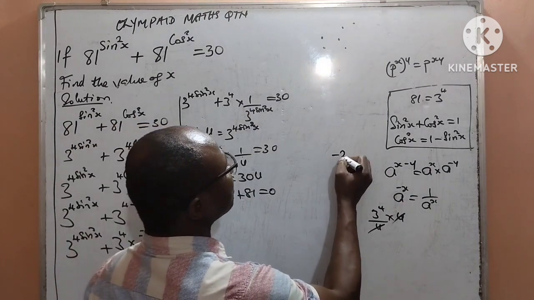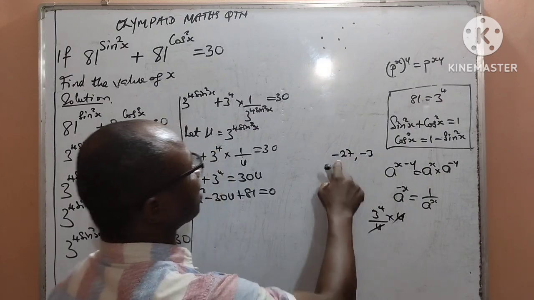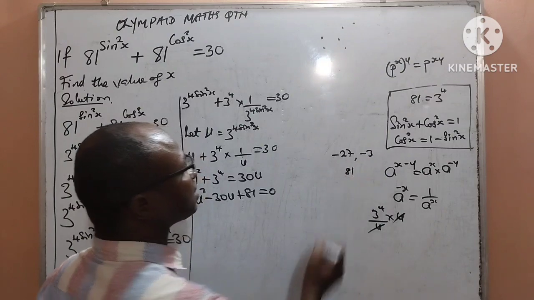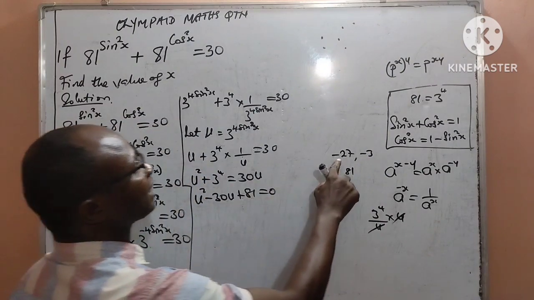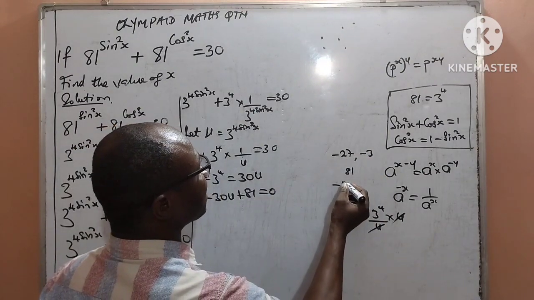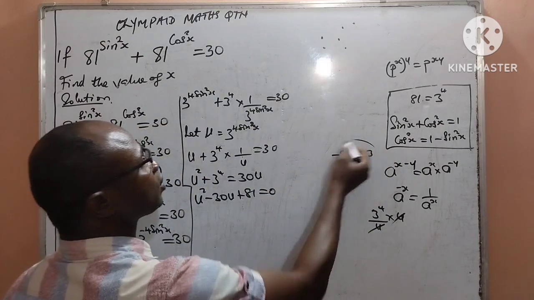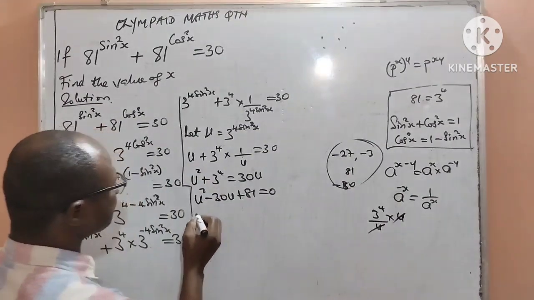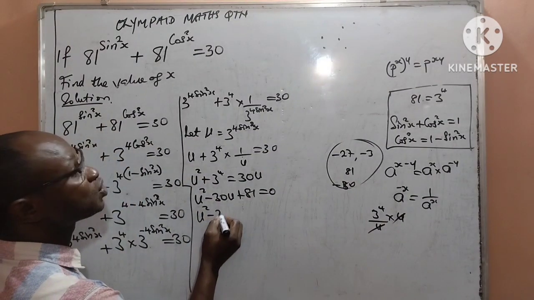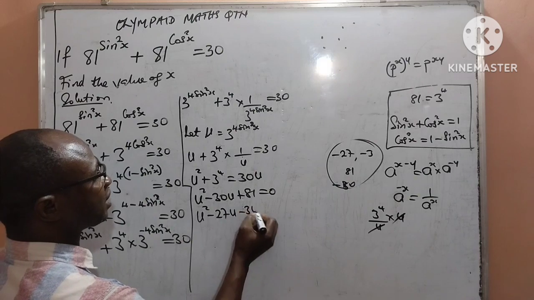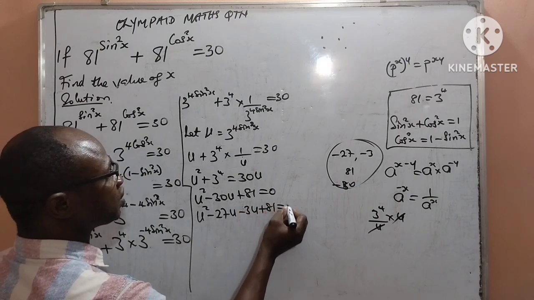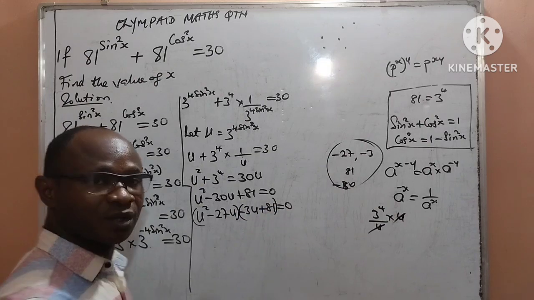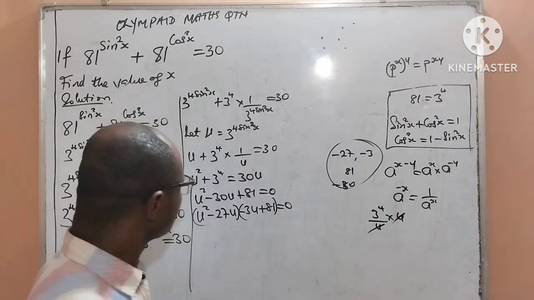Meaning that minus 27 and minus 3 multiplied will give me positive 81, and their addition will give me negative 30. Very good. So I'm going to use this to replace the middle term. That becomes u squared minus 27u minus 3u plus 81 is equal to 0. This is called the factorization method of solving a quadratic equation.